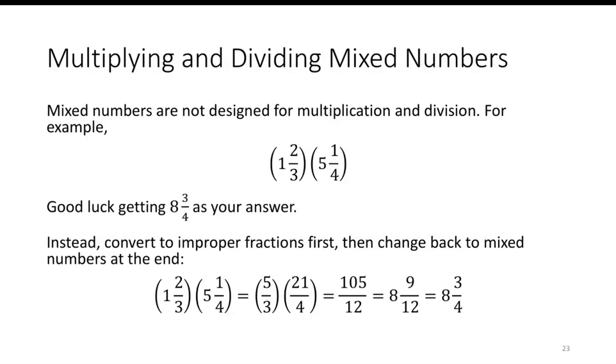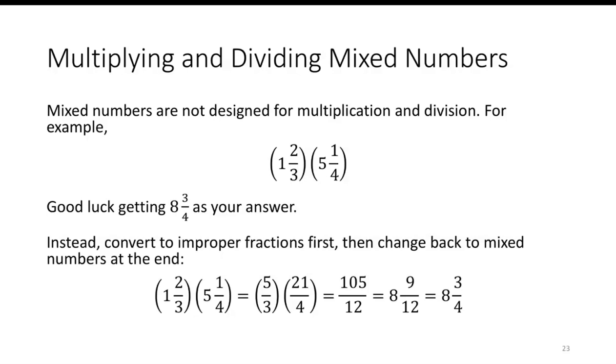Anyway, mixed numbers are not designed for multiplication and division. So for example, 1 2/3 times 5 1/4. Well, you can do this by writing it in mixed numbers and using the distributive property, but it's generally not worth the effort. So good luck trying to get 8 3/4 as the correct answer for this problem.